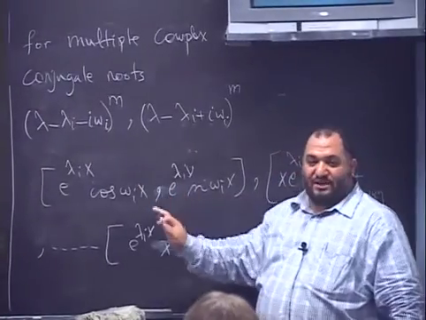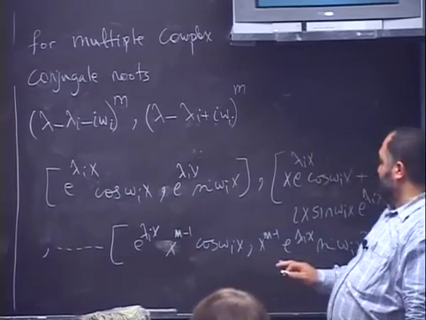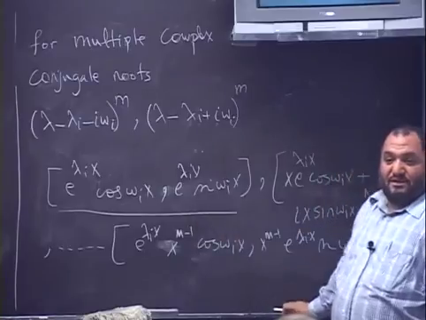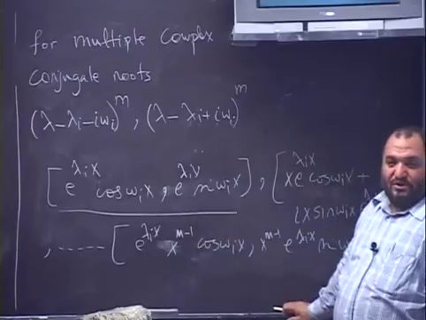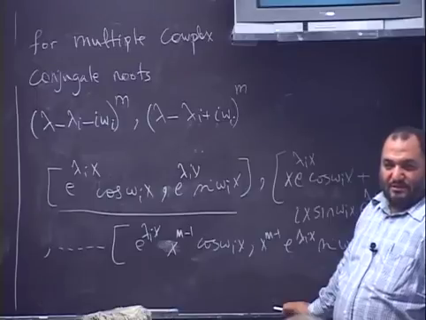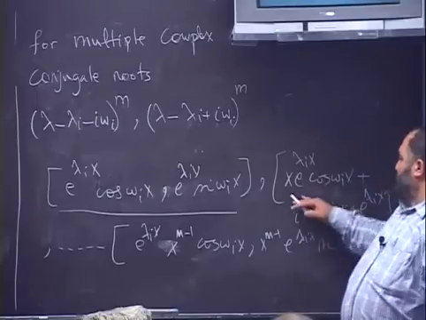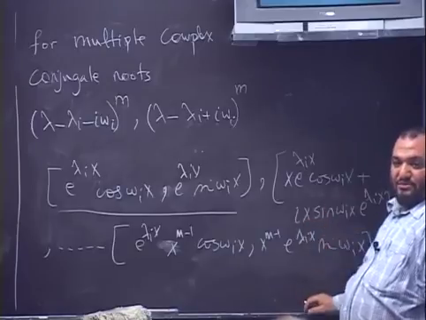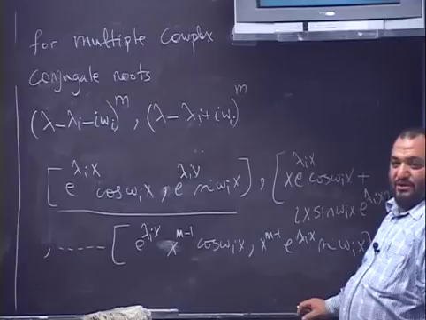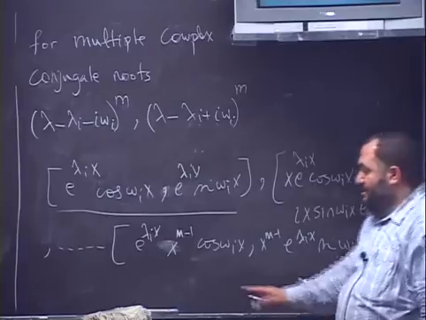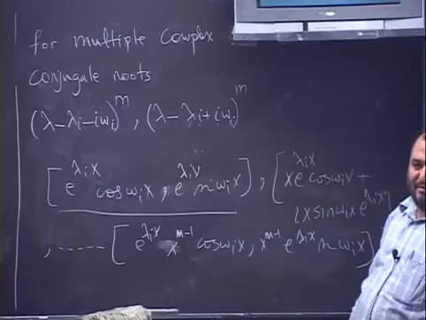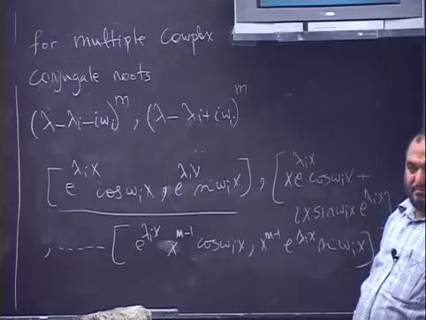One that does not have any x multiplied in it, which is this one. This is the first complex conjugate pair. It does not have any x multiplied in it. The second one will have x multiplied in it. The third one will have x squared. The fourth one, x cubed. And the mth one, x to the power of m minus 1. So it is exactly the same.